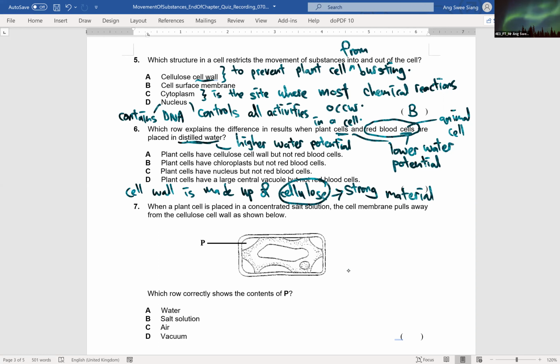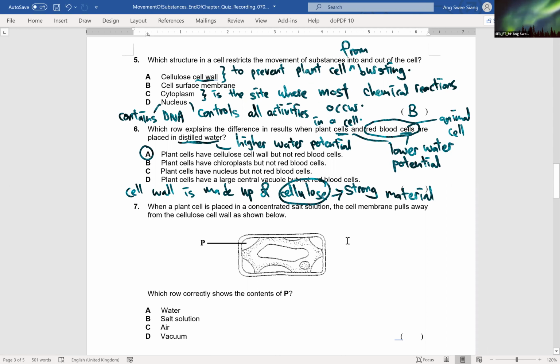So the difference in result will be: the plant cell will not burst, it will become turgid, whereas red blood cells will burst, because a red blood cell is an animal cell and, being an animal cell, will not have a cell wall. So in this case, it's the cell wall that causes this difference in the results when you place a plant cell and an animal cell into distilled water.